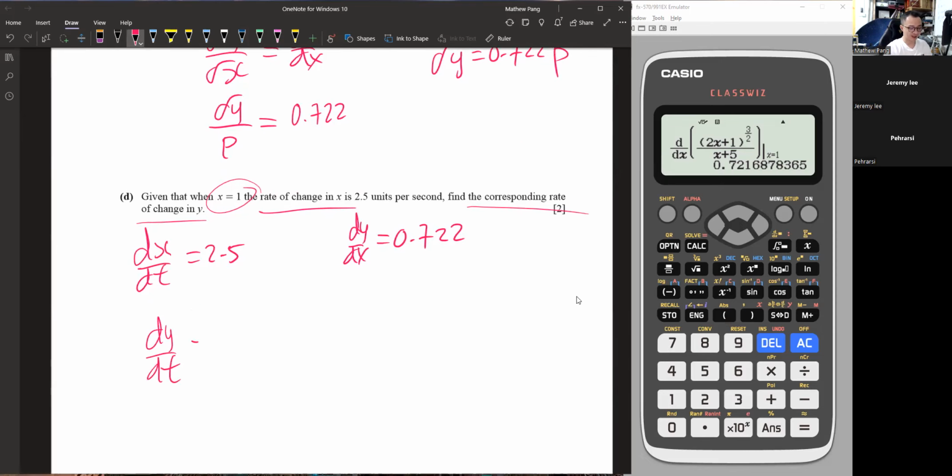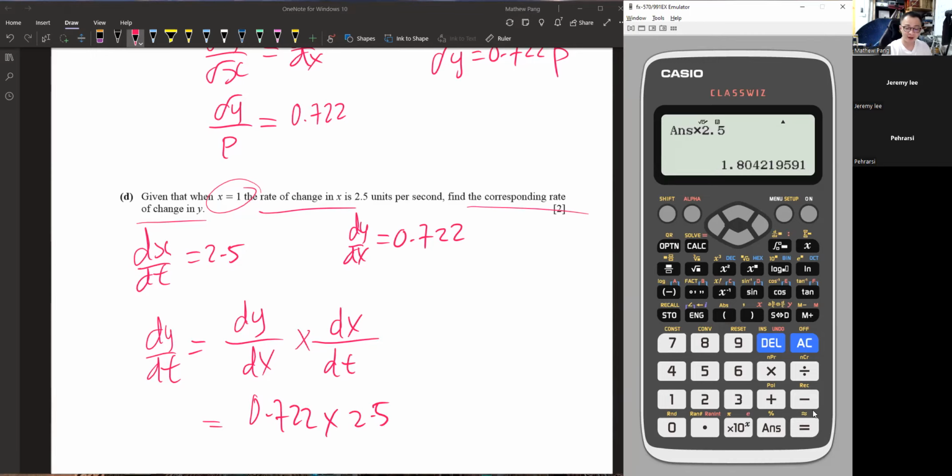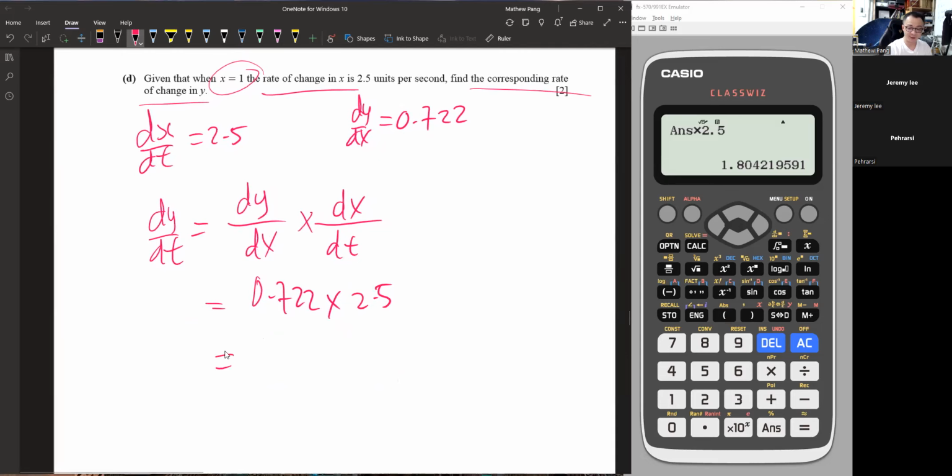They want to find dy/dt. So I will use the chain rule myself. So this is dy, this is dt. The middle must be dx and dx. So dy/dx I have already, 0.722. dx/dt is 2.5. So this answer times 2.5, I get the final answer, which is 1.80. Okay, this is how I get another 2 marks by doing the rate of change.